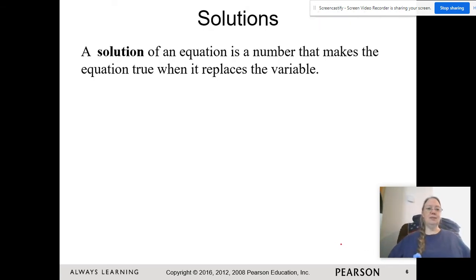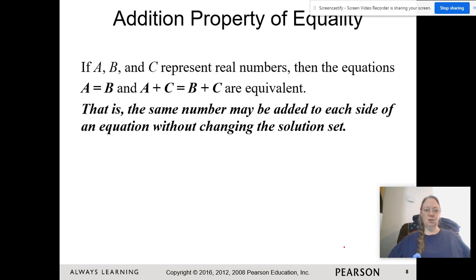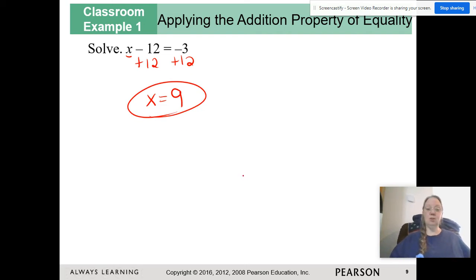A solution is a number that makes the equation true. Okay, using the addition property, again, something that you should be familiar with. If I have x minus 12 is equal to negative 1, we're trying to get x by itself. I have to get rid of the 12. So the opposite of subtract 12 is add 12. You always do the opposite in order to solve. Negative 3 plus 12 is equal to 9. X equals 9 would be considered the solution.